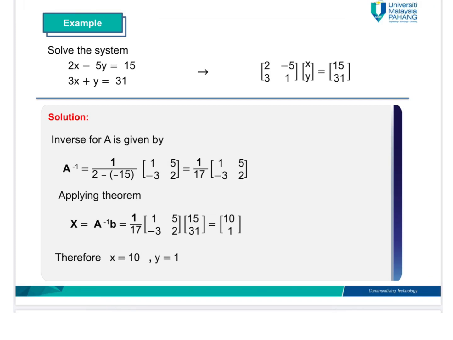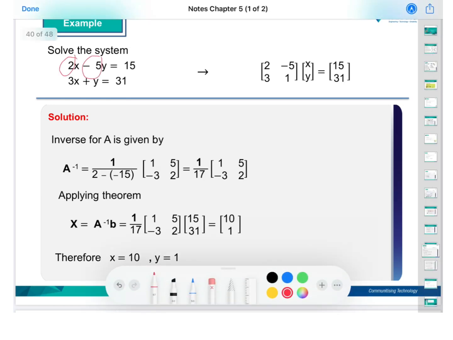Let us see this 2 by 2 example. You have 2x minus 5y equals 15 and 3x plus y equals 31. If I change this system of linear equations to matrix form, I will have 2, negative 5 here, and then 3, 1 here. Just look at the constants. And then this is your B, so your X is now x, y. So this is your AX equals B.